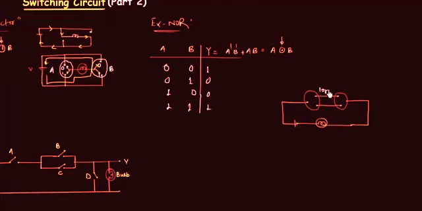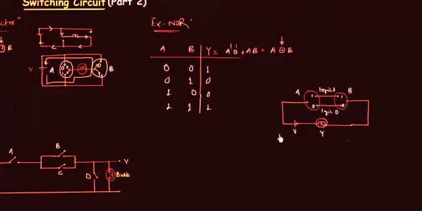This is logic 1 and this is logic 0. A is our first bidirectional switch and B is our second bidirectional switch. This is the bulb and our output Y and the potential source V. If we compare the two switching circuits, then definitely this one is easier to understand as compared to this one.